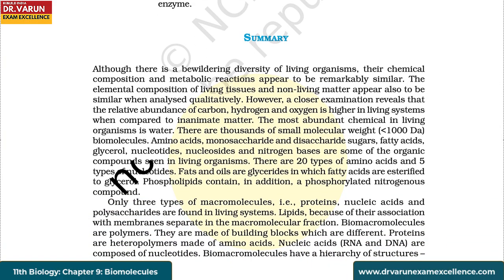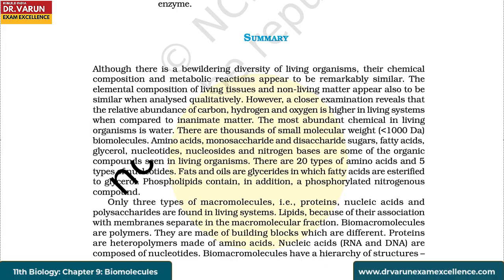Summary. Although there is a bewildering diversity of living organisms, their chemical composition and metabolic reactions appear to be remarkably similar. The elemental composition of living tissues and non-living matter appear also to be similar when analyzed qualitatively. However, a closer examination reveals that the relative abundance of carbon, hydrogen, and oxygen is higher in living systems when compared to inanimate matter. The most abundant chemical in living organisms is water.